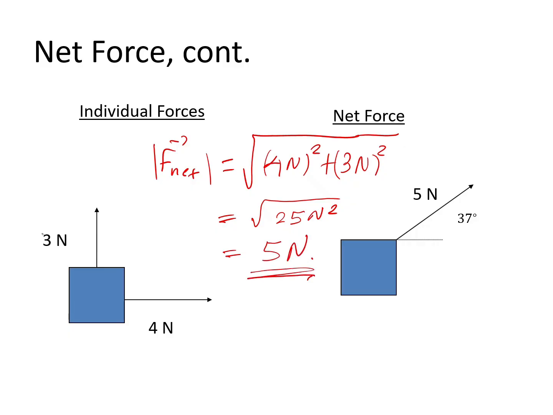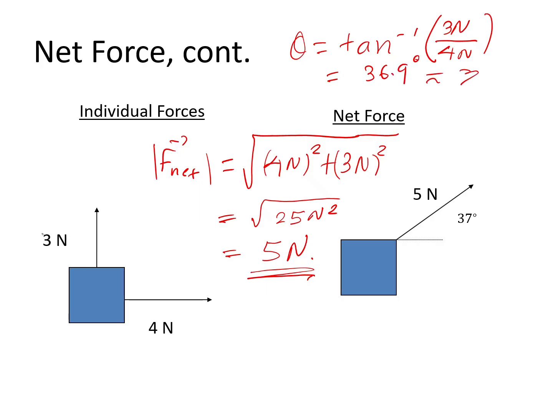To find the direction, let theta be the angle between the horizontal direction and the vector. So we can use the equation theta equals tan inverse of the y component, 3 Newtons, divided by the x component, 4 Newtons. And this is equal to 36.9 degrees, which is approximately 37 degrees.